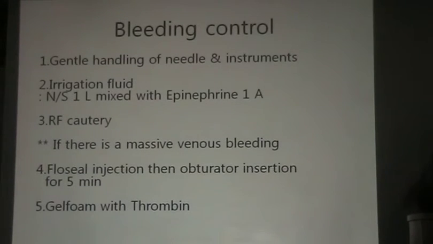And about bleeding control, gentle handling of the needle and instruments is very important. About irrigation fluid, normal saline 1 liter mixed with epinephrine 1 ml is possible, and Habitual. And third is RF cautery. If there is massive venous bleeding, you can inject Fluocil, then obturator insertion for 5 minutes. It works. Another thing is gel foam with thrombin.